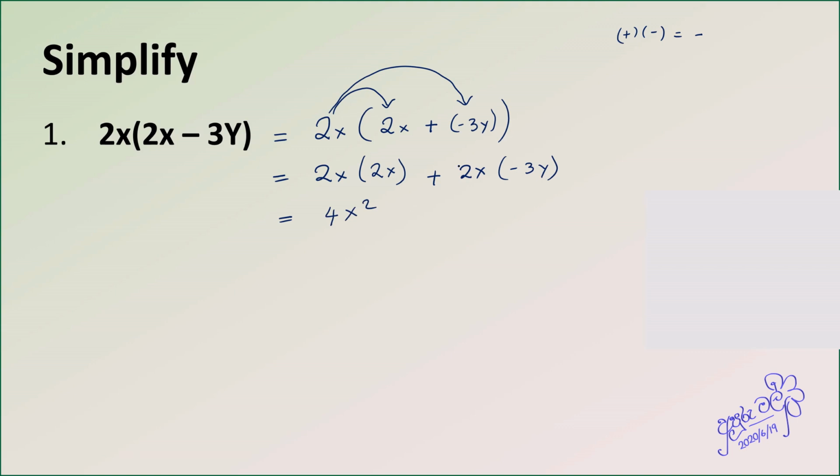Now when we're trying to multiply the 2x with negative 3y, first we have to multiply their signs. Plus multiplied by minus results in a minus sign. 3 times 2 is 6, and then x times y. That's our answer to the first question.